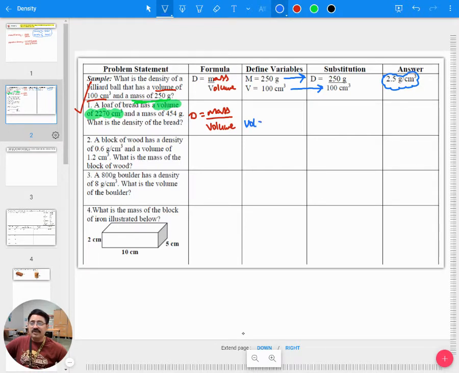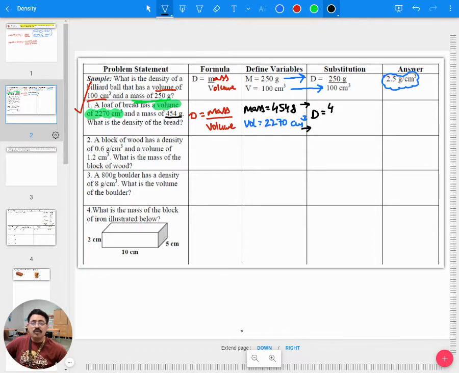volume is given as 2270 cubic centimeters, or centimeter cube. And next, I see that mass is given as 454 grams. So mass is 454 grams. Now, density equals mass per volume. Mass goes to the numerator and volume goes to the denominator.